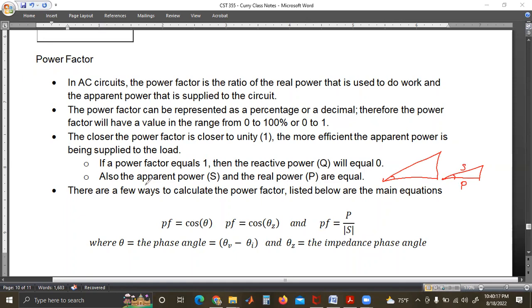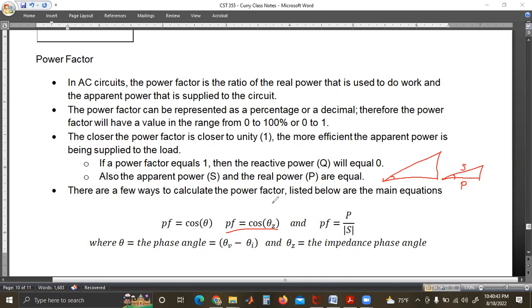There are a few ways to calculate the power factor. Listed below are the main equations. You have power factor equal to cosine of theta. We've already talked about that one. But a lot of people forget about this one: power factor equal to cosine of the angle of the impedance. A lot of people forget about that one.